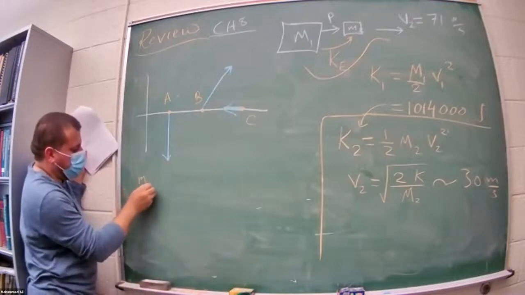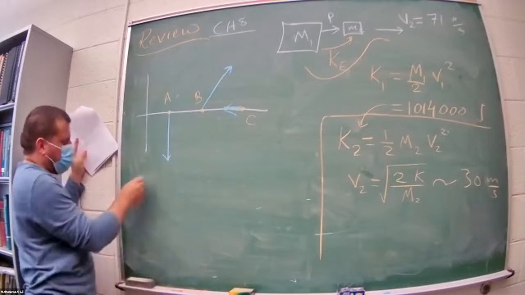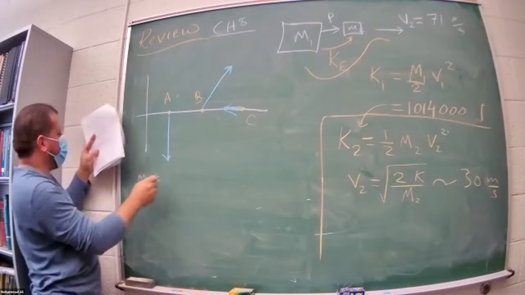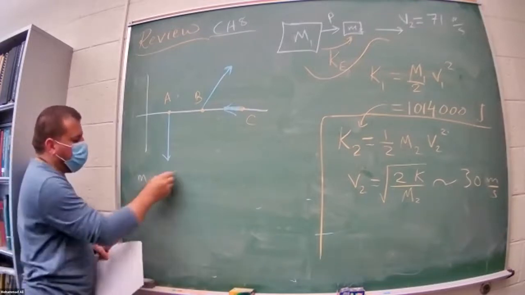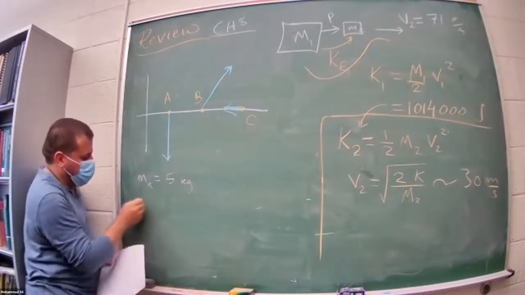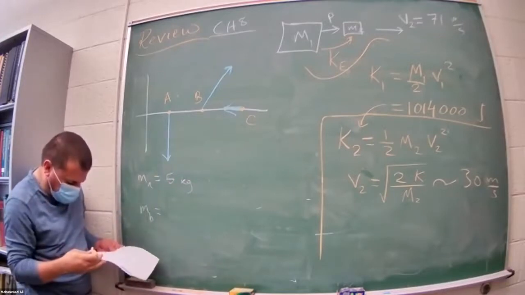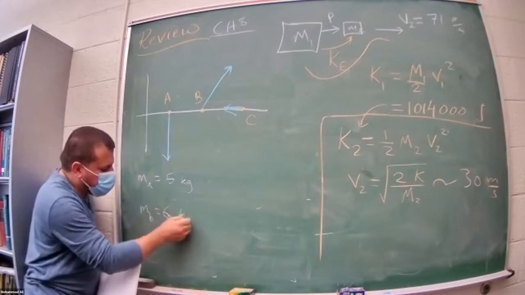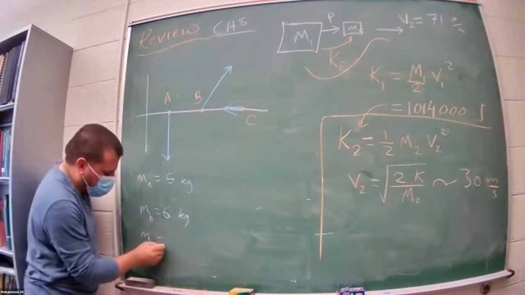MA is equal to 5 kilograms. MB is equal to 6 kilograms. MC is equal to 10 kilograms.